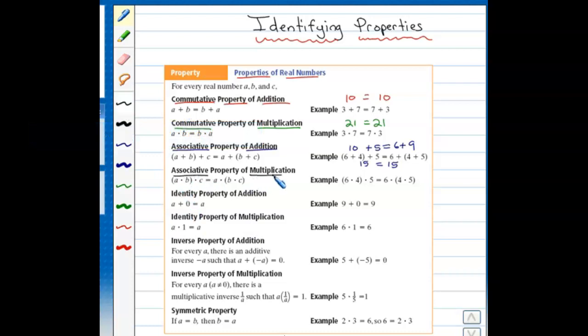The associative property of multiplication states that (A times B) times C is equal to A times (B times C). If I group together on the left A times B, then multiply it by C, that is equal to A times the group B times C. So 6 times 4 over here is equal to 24, times 5, and 6 times (4 times 5) here is 4 times 5 equal to 20. So 120 is equal to 120.